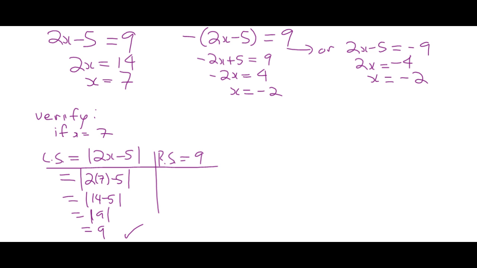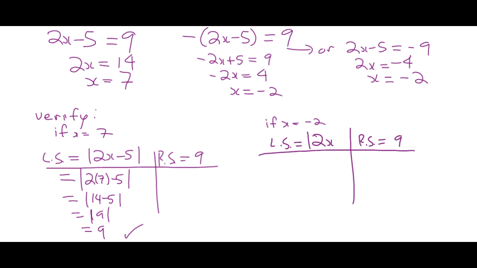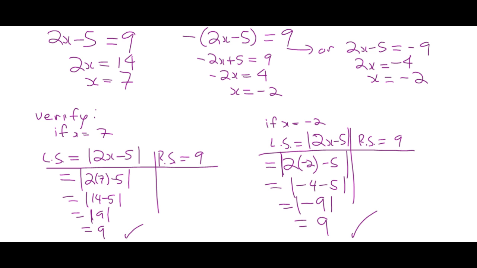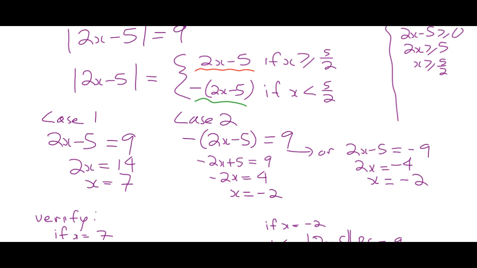Okay, so that checks. Now, even if you don't have to do a formal verification, you should at least be doing a mental check. And verify what if x is equal to negative 2. The right side is still 9, and the left side is still the absolute value of 2x minus 5. So that's the absolute value of 2 times negative 2 minus 5, the absolute value of negative 4 minus 5, which is the absolute value of negative 9, which is 9, and that checks as well. So both of those are good, and they match up with what we set up here.